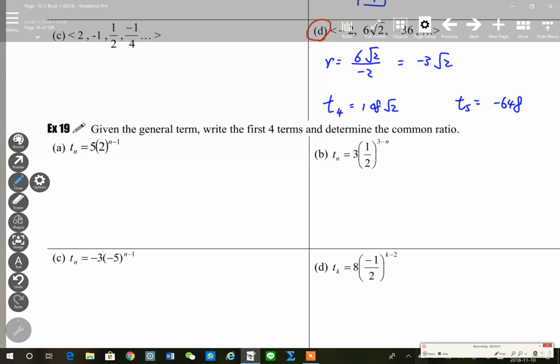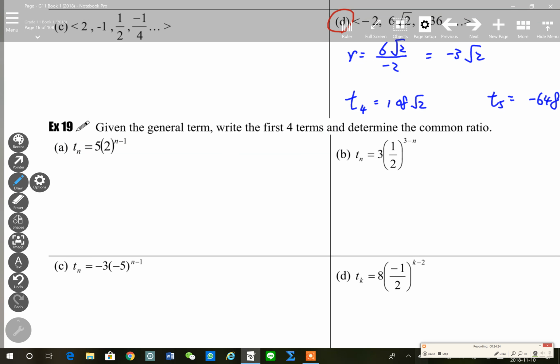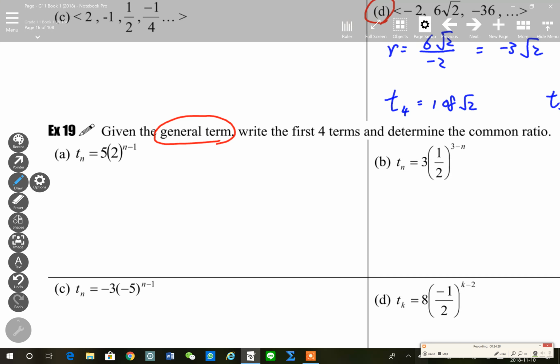Given the general term. This is the first time we see this word in the question. Who remembers what general term means? A formula that generates each term. Any term, right? So it's like a machine, and you can generate any term we want.